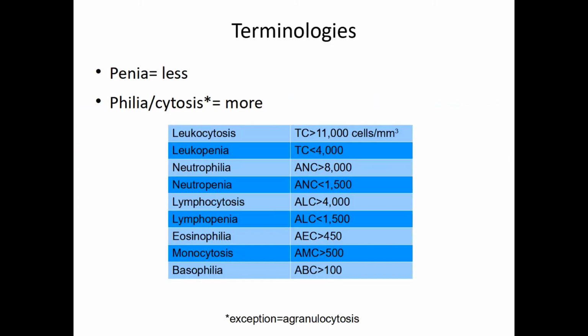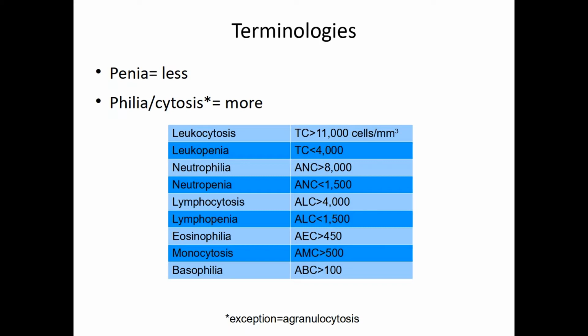A few more terminologies. Penia in the context of WBCs would indicate a reduction in the absolute count, while philia or cytosis would mean that the count is more. The exception here is agranulocytosis, which means that granulocytes are reduced, not agranulocytes have increased. So don't get confused with that. So let us look at various different values here.